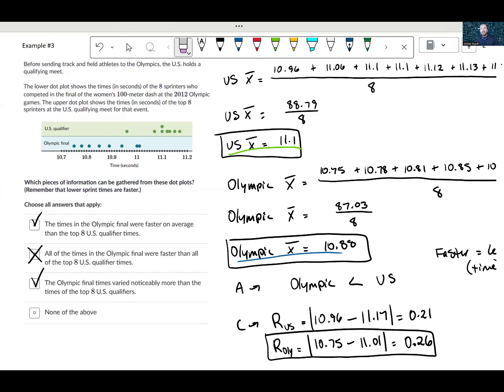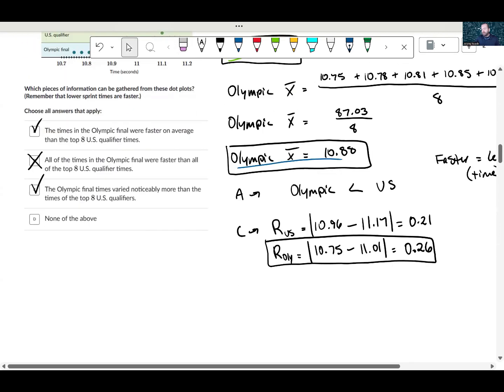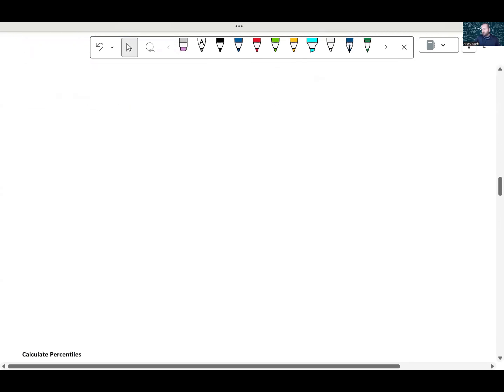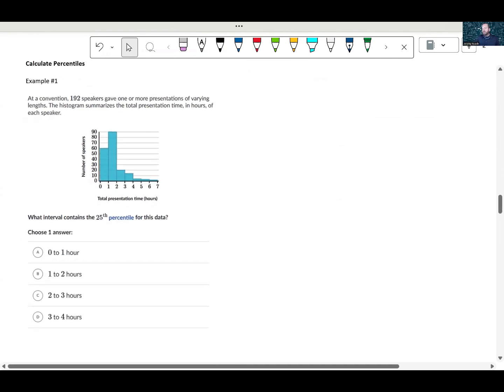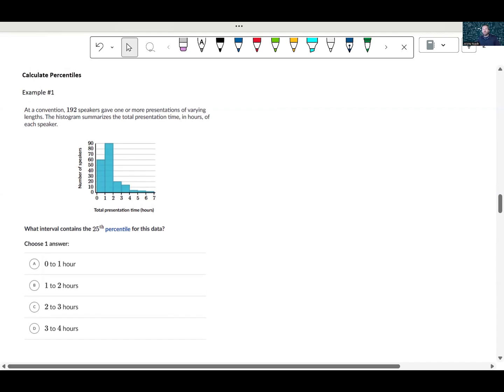All right. So I think that this first section is very conceptual. It can be a little bit challenging to write down notes for this section also, because it's a very conceptual type of problem set. We're going to go on to calculating percentiles next. When we calculate percentiles, there are two different formulas that we can use. This first example asks us to find the interval that has the 25th percentile for the data.